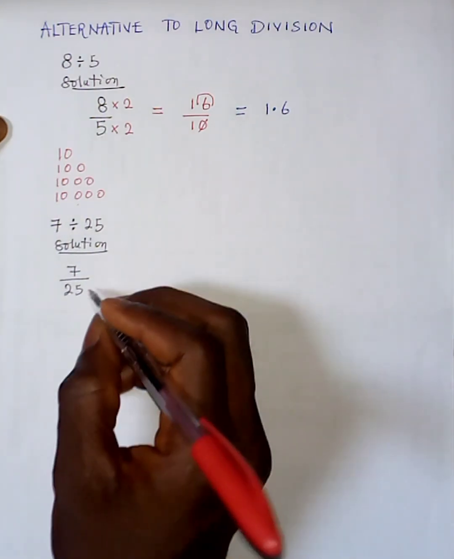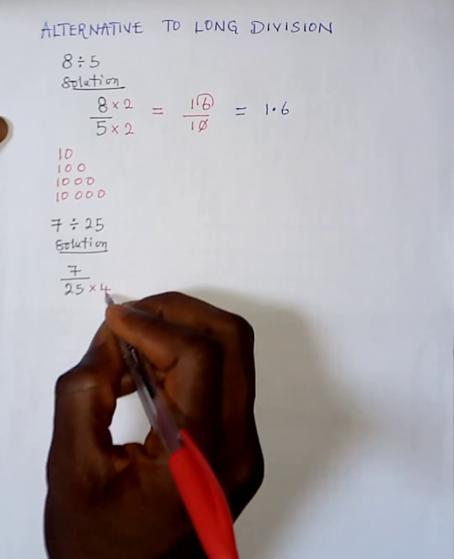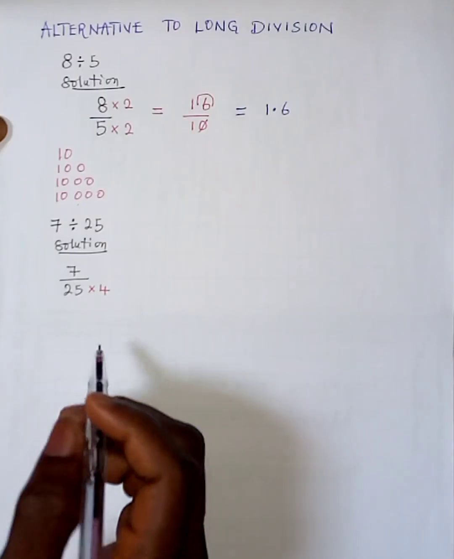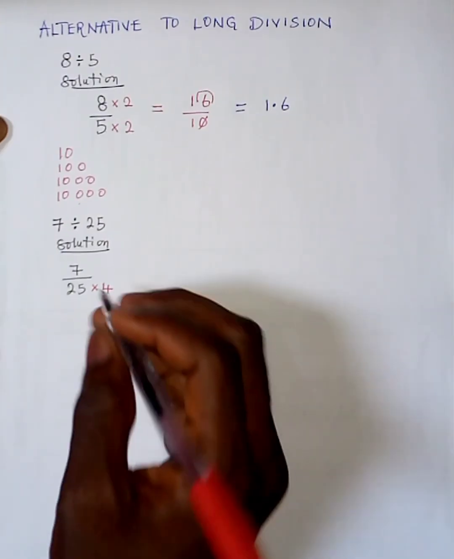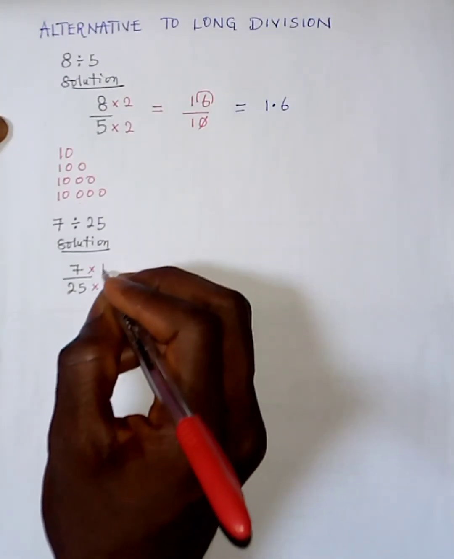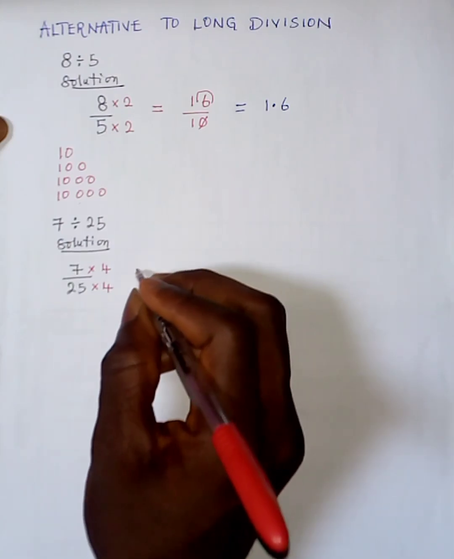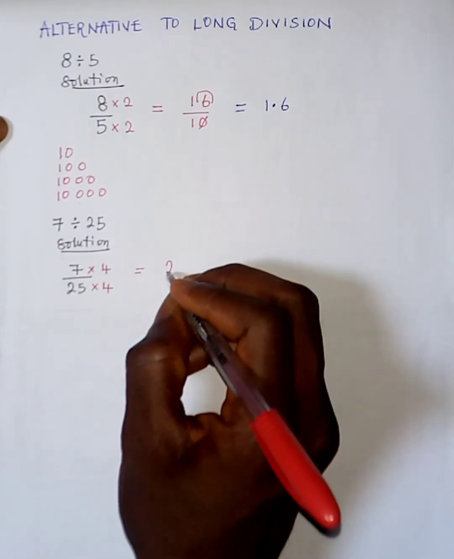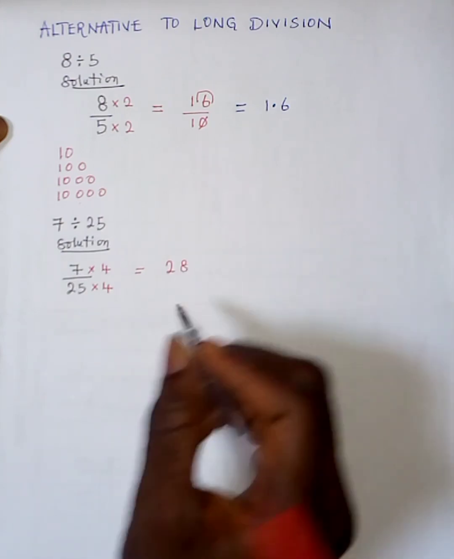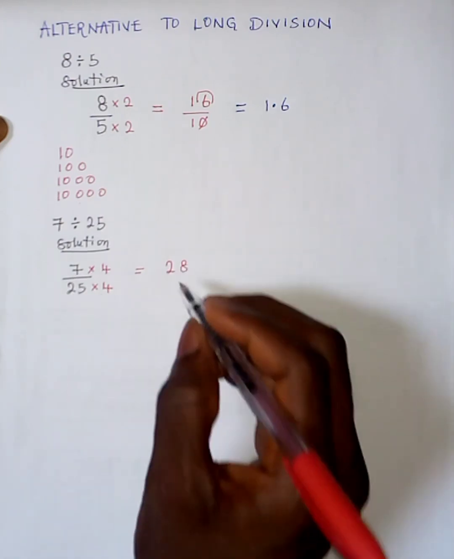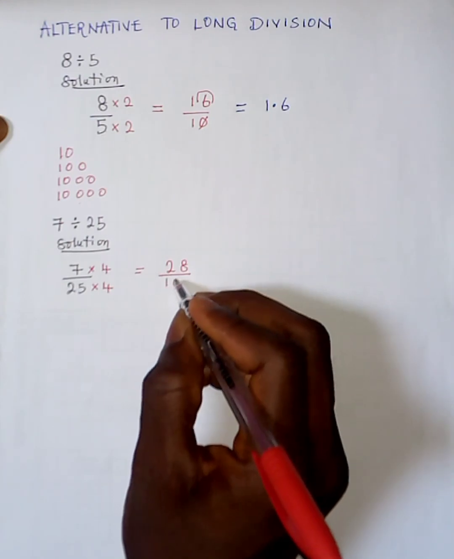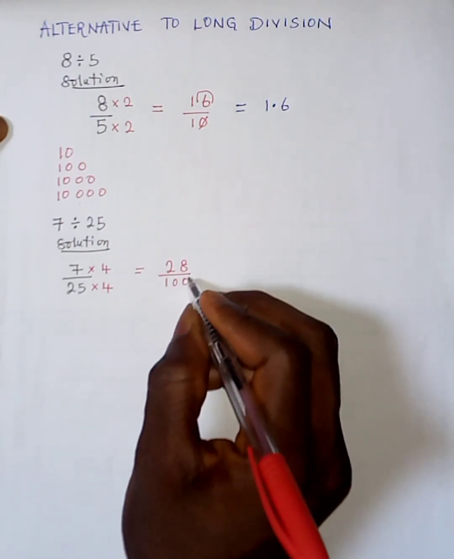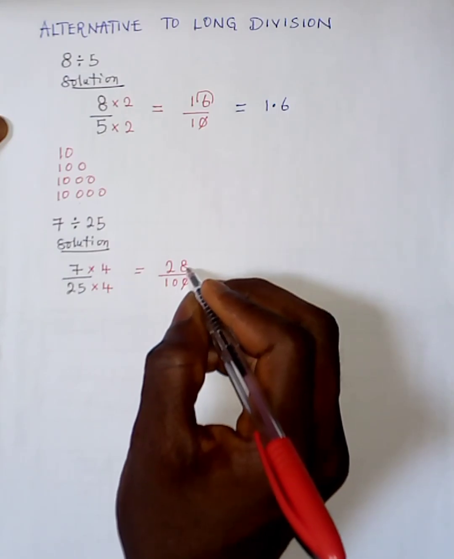But I know that when I multiply 25 by 4, it will give me 100. 25 times 4 is 100. So I can use 100 too. Therefore, I must multiply 7 by 4. Then it is equal to 7 times 4 is 28. Then 25 times 4 is 100. So it is 28 over 100.